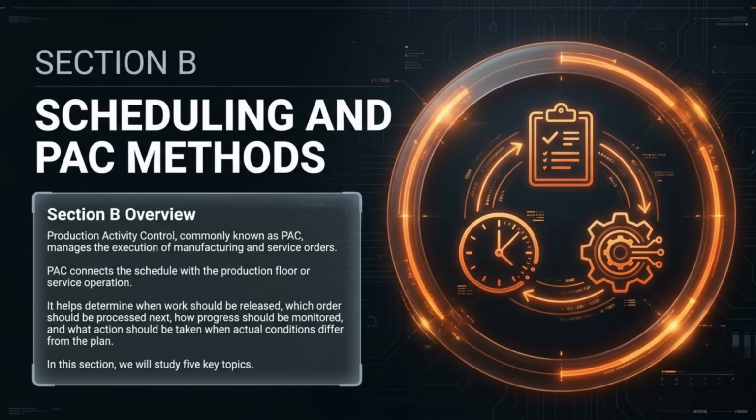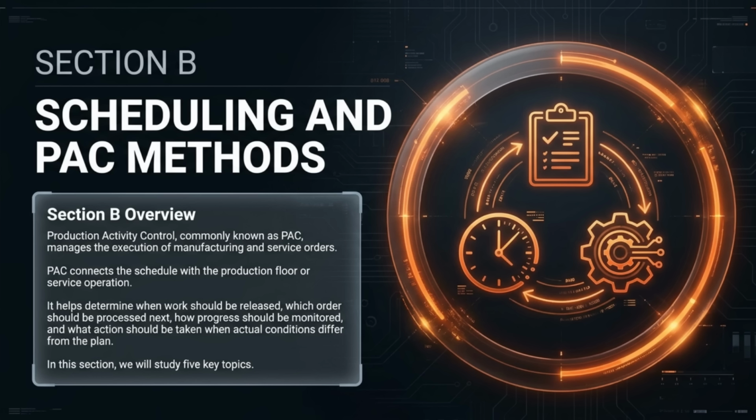Section B. Scheduling and PAC methods. Overview. Production Activity Control, commonly known as PAC, manages the execution of manufacturing and service orders. PAC connects the schedule with the production floor or service operation. It helps determine when work should be released, which order should be processed next, how progress should be monitored, and what action should be taken when actual conditions differ from the plan.